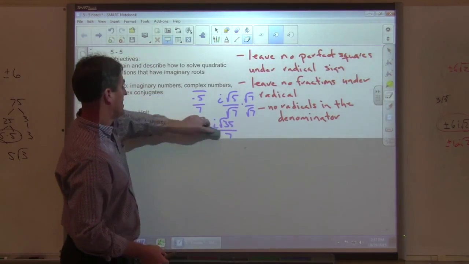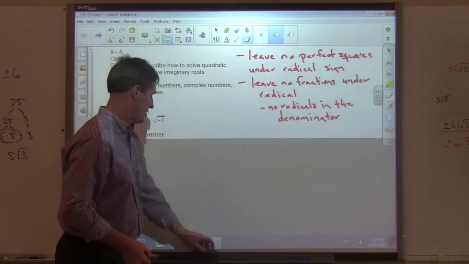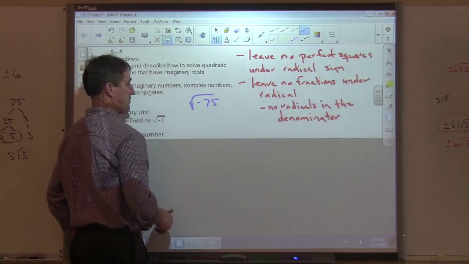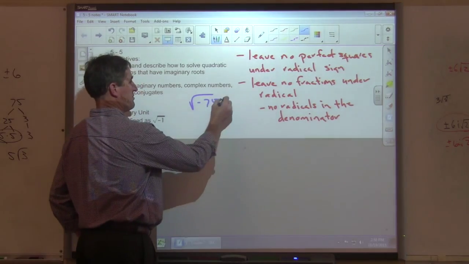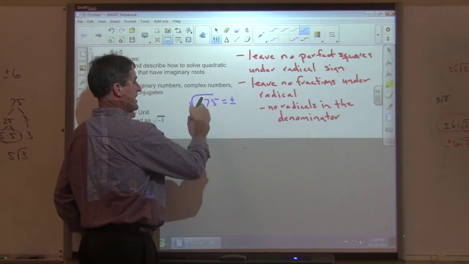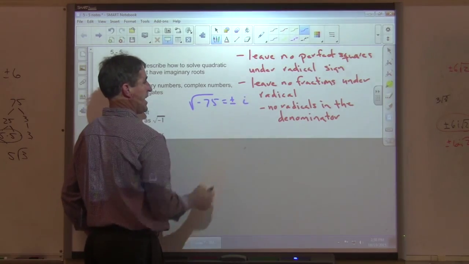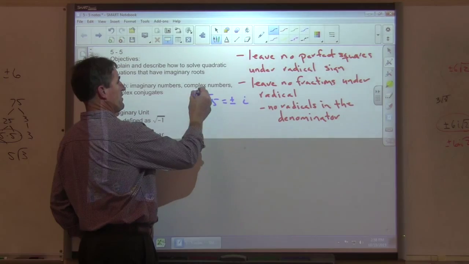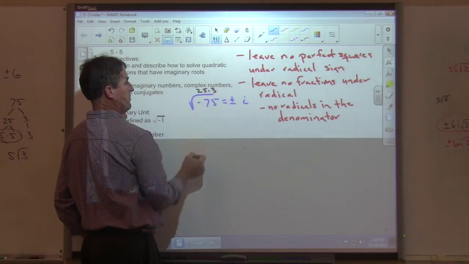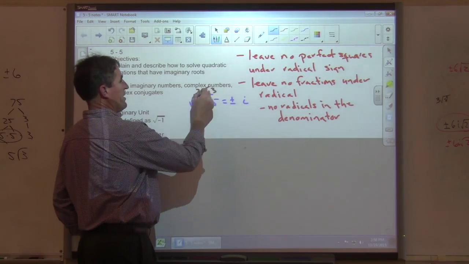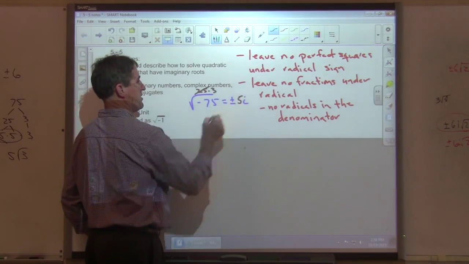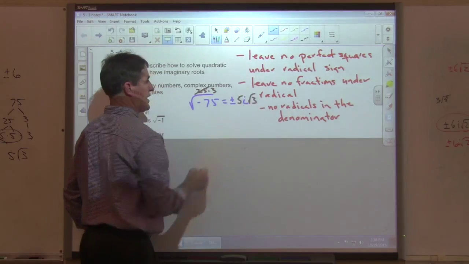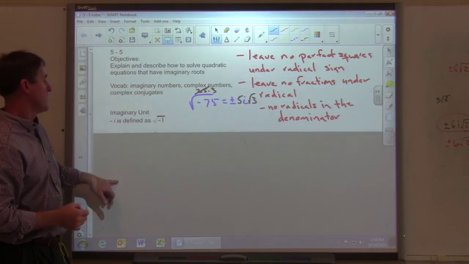Let's take another one. Let's take the square root of negative 75. Okay? So again, it's easy to take care of the negative sign. That's an I. Then I break this up. The perfect square that goes into 75 would be 25 times 3. The square root of 25, if you can take the square root, it comes out front. So plus or minus 5i. If I can't take the square root, it stays inside. So you'll be reducing those.